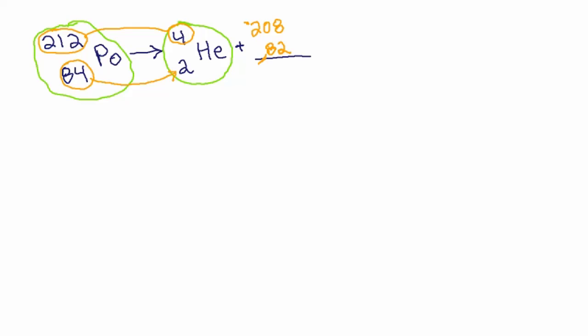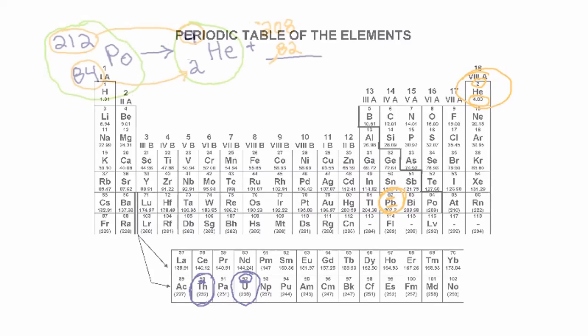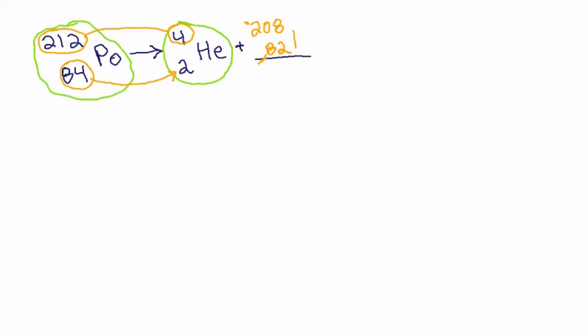We'd look at our periodic table for the 82 protons, which will be the same as the atomic number. So the 82 protons is right here. See the 82? And that's Pb, lead. So let's go back to our chart and we will write in Pb, and that is going to be our answer. And this 4,2 helium, this is an example of what? Do you remember? Alpha decay.